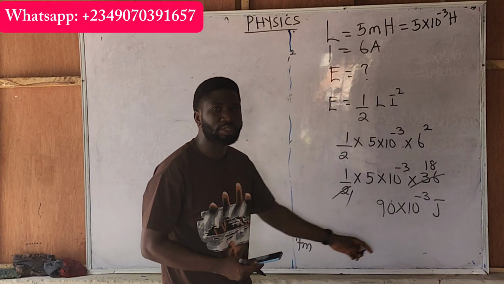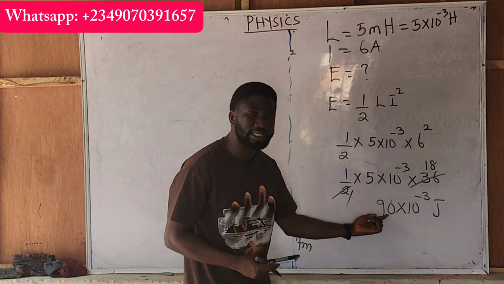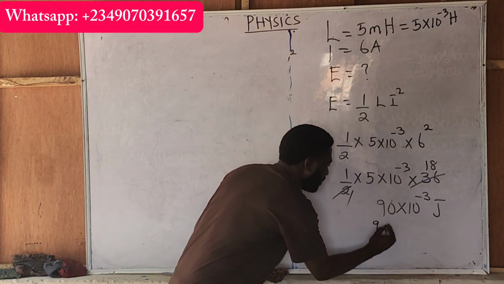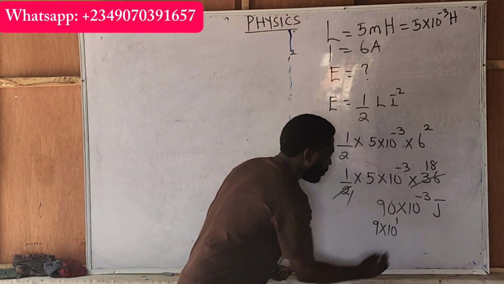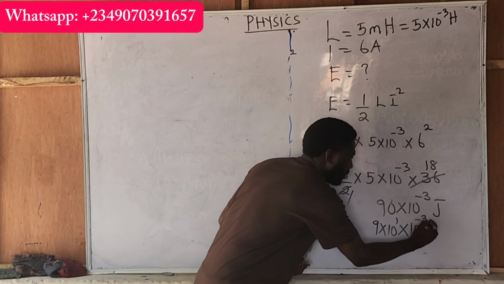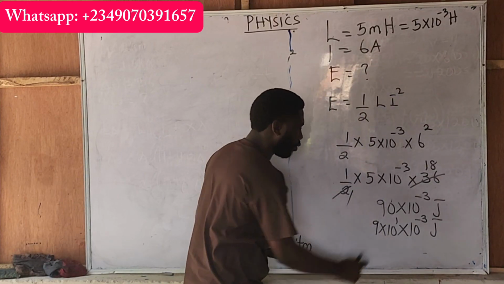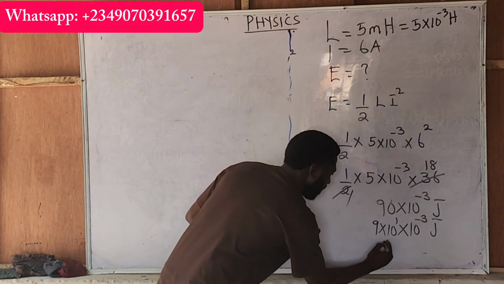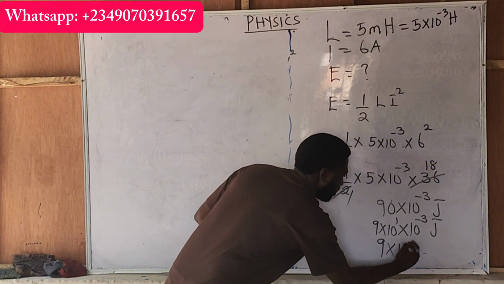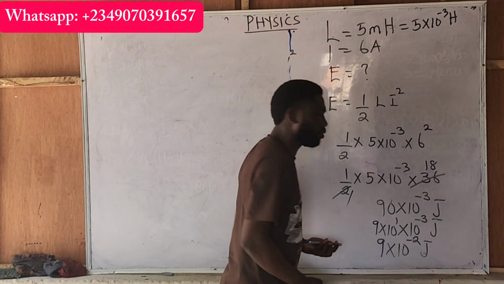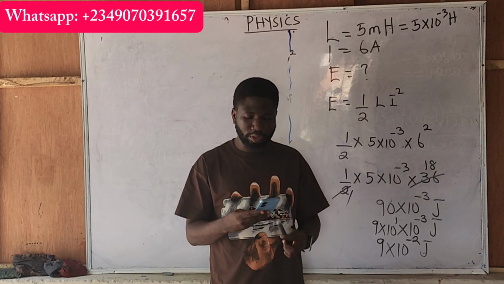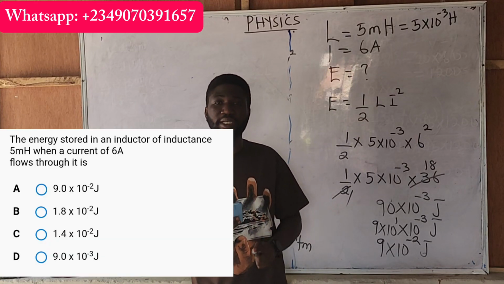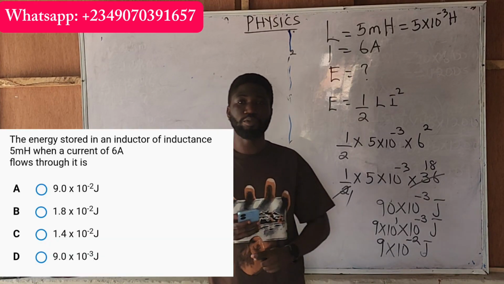Changing this now to standard form, this 90 we turn to 9 times 10 raised to the power 1. Then we now have times 10 raised to the power minus 3 joules. So 1 minus 3 gives us minus 2. So we have 9 times 10 raised to the power minus 2 joules. The correct answer there is option A, that's 9.0 times 10 raised to the power minus 2 joules.